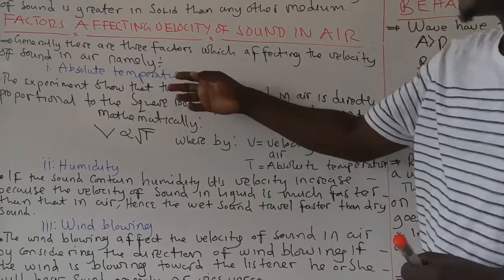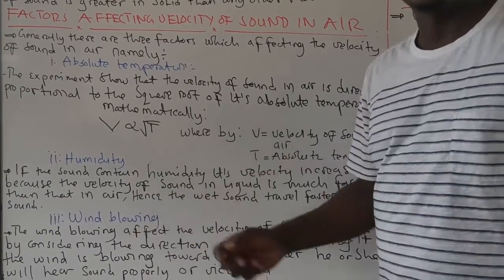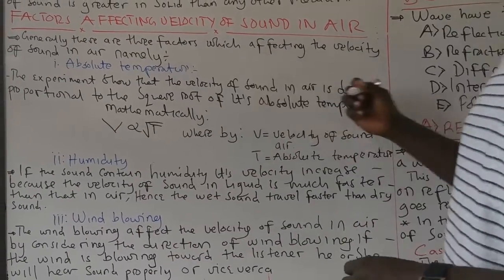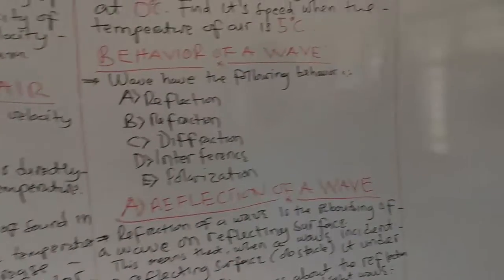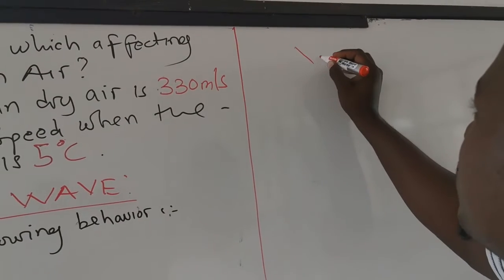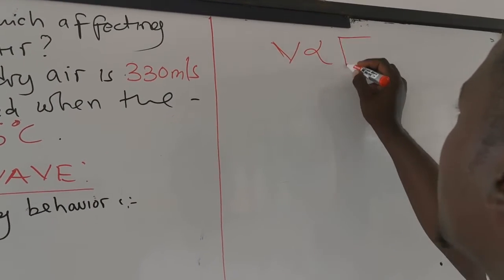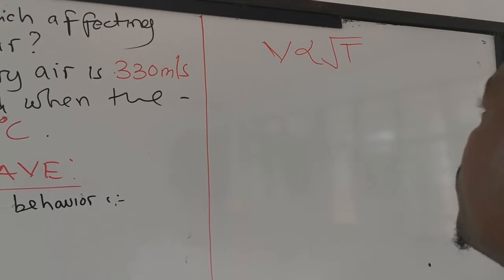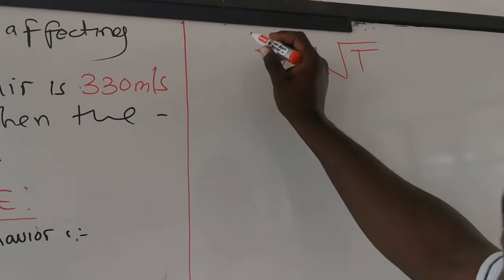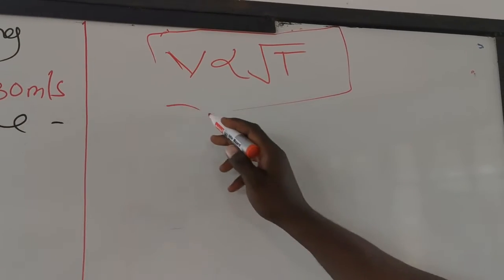Kwa nini tunasema ni absolute temperature? Kwa nini tunasema ni humidity? Na kwa nini tunasema wind blowing? Tunasema absolute temperature kwa sababu baada ya wanasayansi wetu kufanya experiment waligundua ya kwamba velocity of sound in air is directly proportional to the square root of absolute temperature. Na hii tayari ni hesabu.